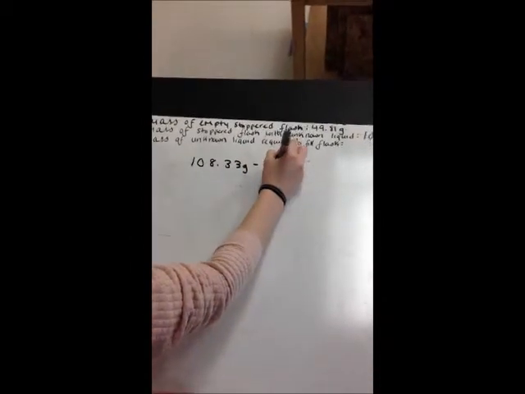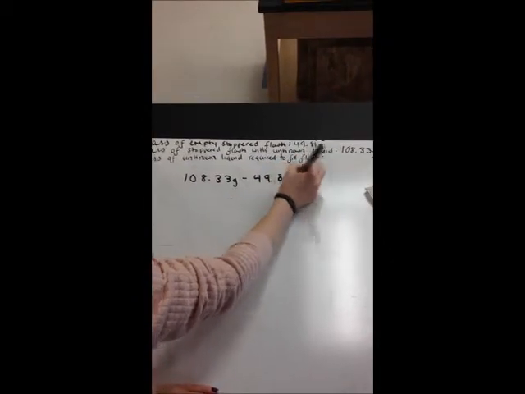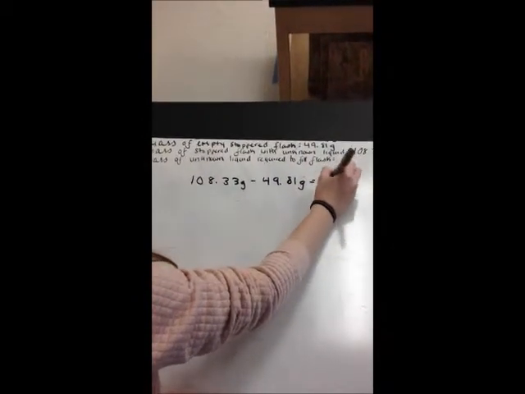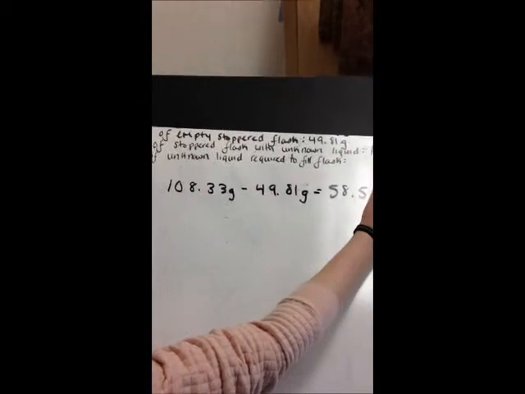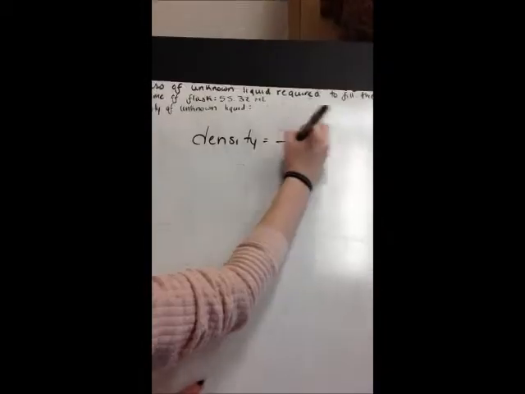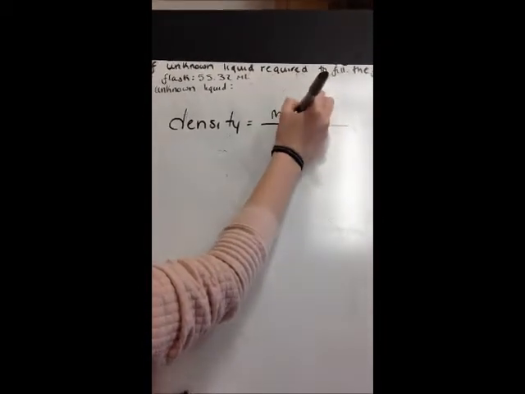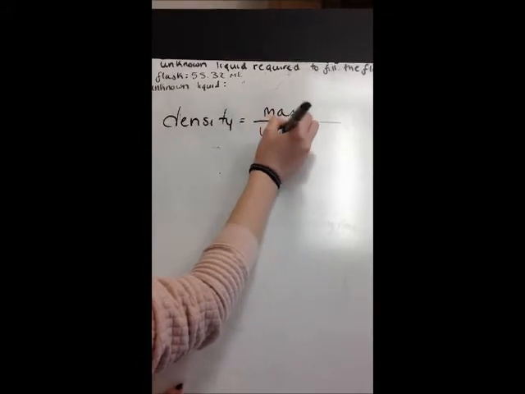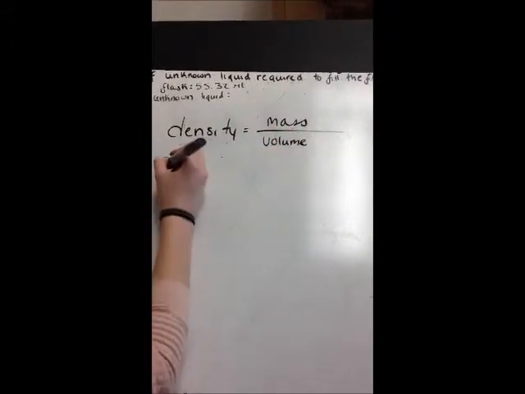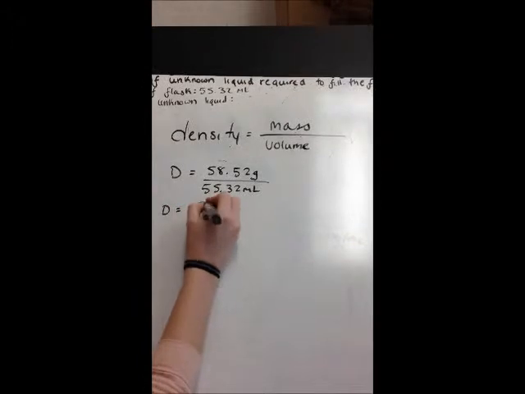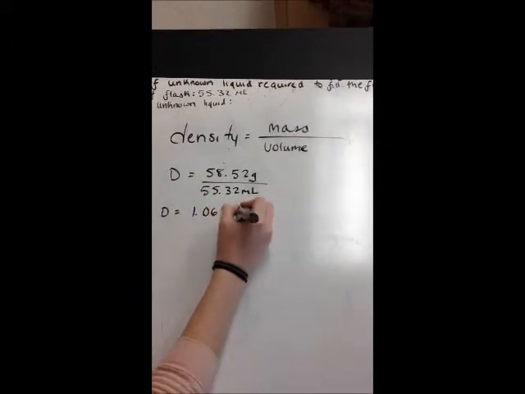To find the mass of the unknown liquid required to fill the flask, subtract the mass of the empty stoppered flask from the mass of the stoppered flask filled with the unknown liquid. Next, to determine the density of the unknown liquid, plug in the mass of the unknown liquid required to fill the flask for mass and the calculated volume of the flask for volume, and solve for density.